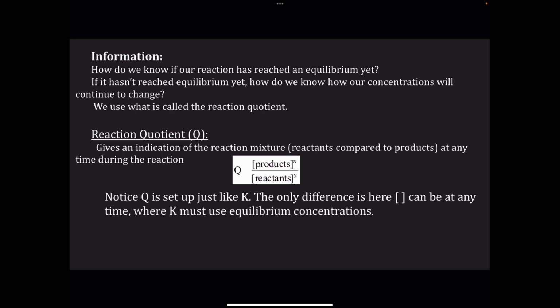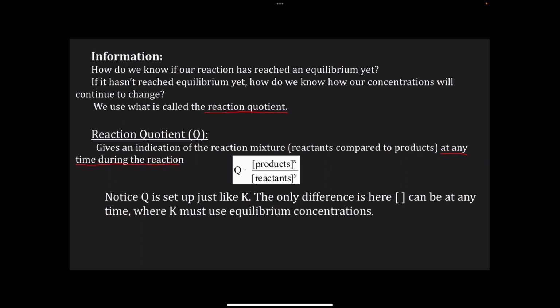So how do we know if our reaction has reached an equilibrium yet? If it hasn't reached equilibrium yet, how do we know how our concentrations will continue to change? To do this, we use what is called the reaction quotient. We represent the reaction quotient with a Q, a capital Q. This reaction quotient gives us an indication of the reaction mixture, reactants compared to products, or products compared to reactants, at any time during the reaction.